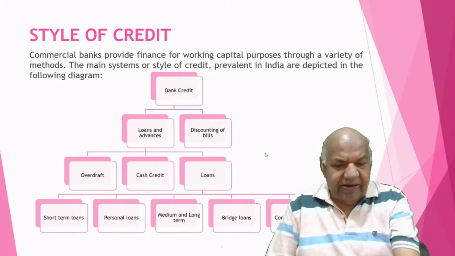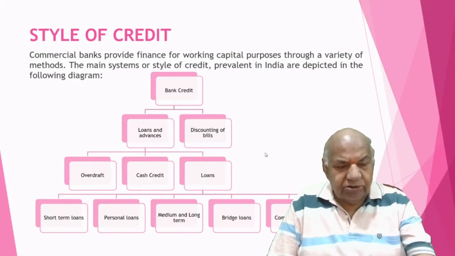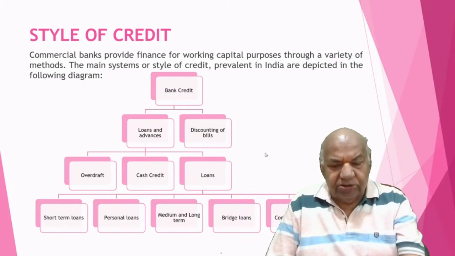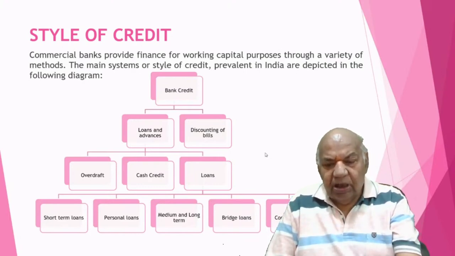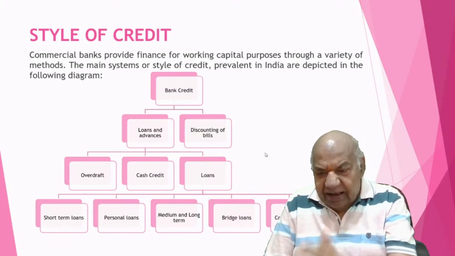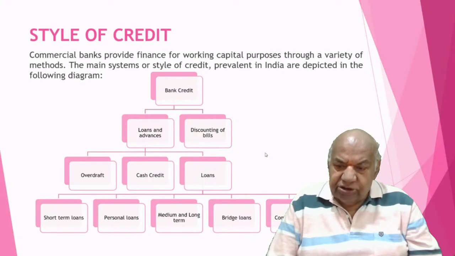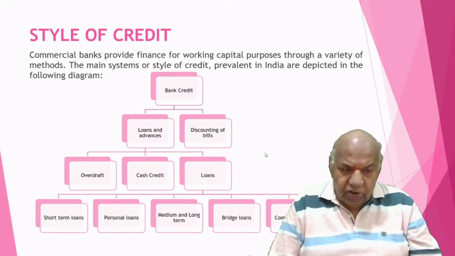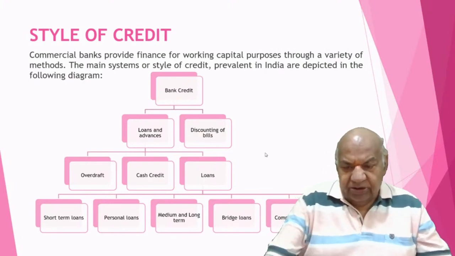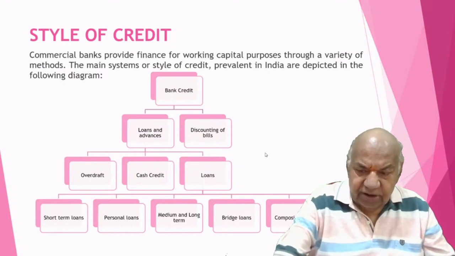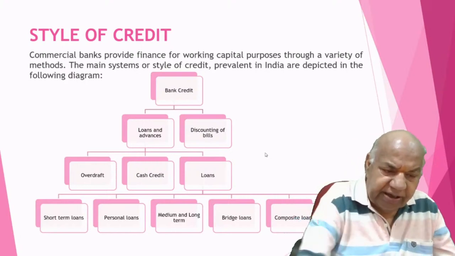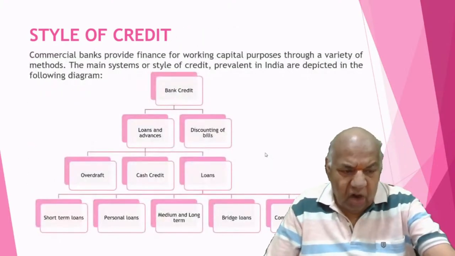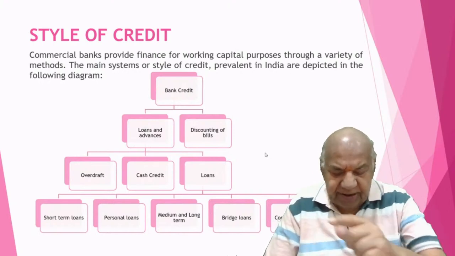Loans are further divided into short-term loans, personal loans, medium and long-term loans, bridge loans, composite loans, and others, which include credit card, educational loans, housing loans, etc. These educational loans, housing loans, and credit cards may also come under the category of personal loans. Now we are discussing all these types of credit.